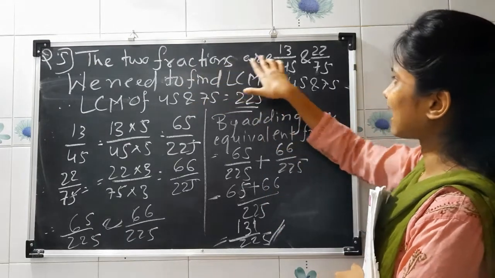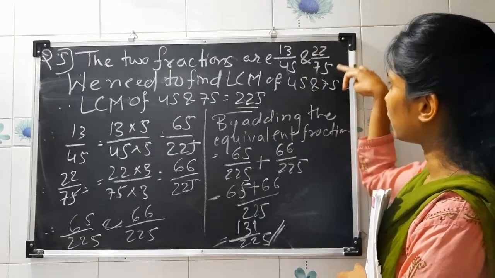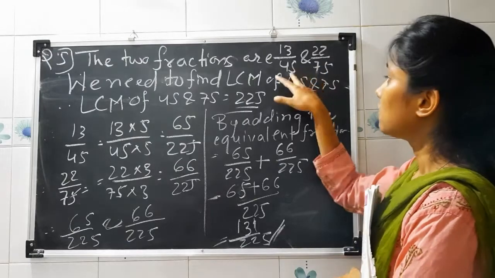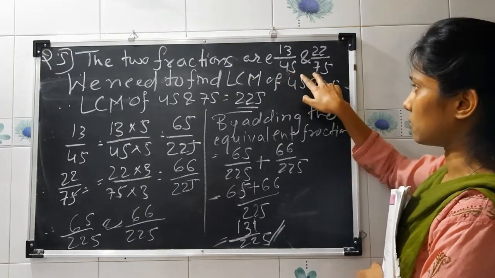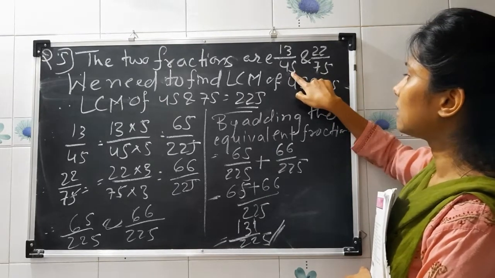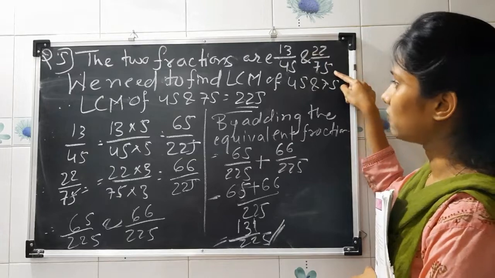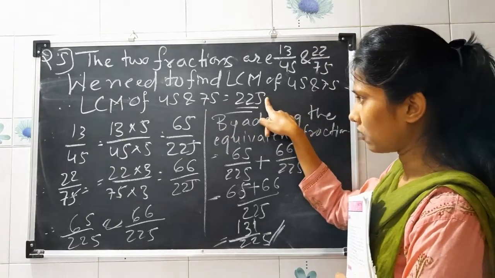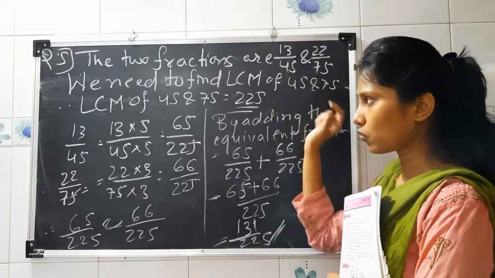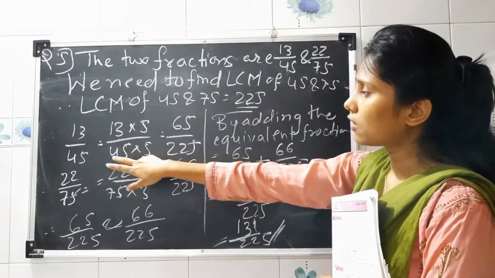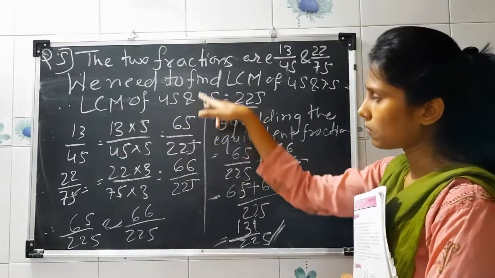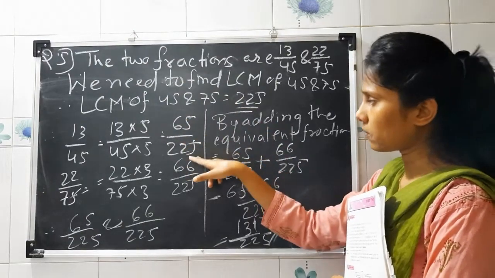First we write the two fractions, 13 upon 45 and 22 upon 75. Then we need to find the multiples of both these numbers. We need to find the LCM of both these numbers to make the denominator common. After finding the multiples of 45 and 75, we get the LCM 225. Then we need to make the denominator 225. 45 fives are 225, so we multiply both numerator and denominator by 5. Then we get 65 upon 225.